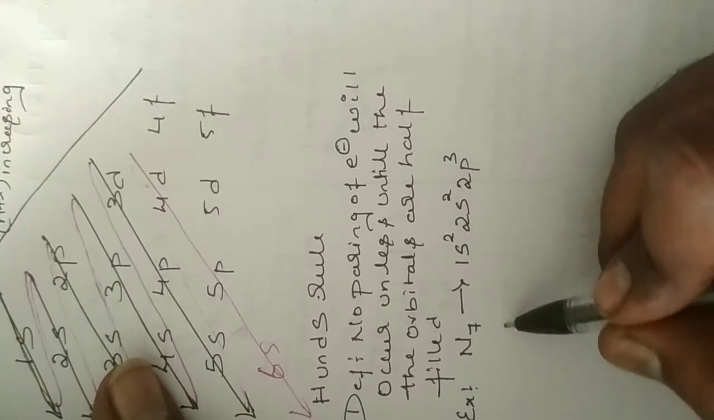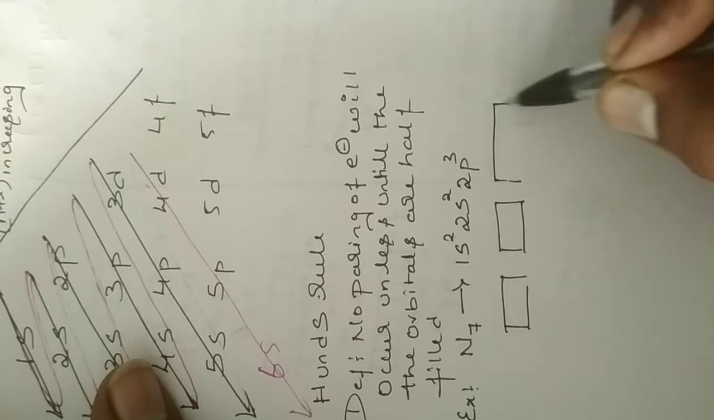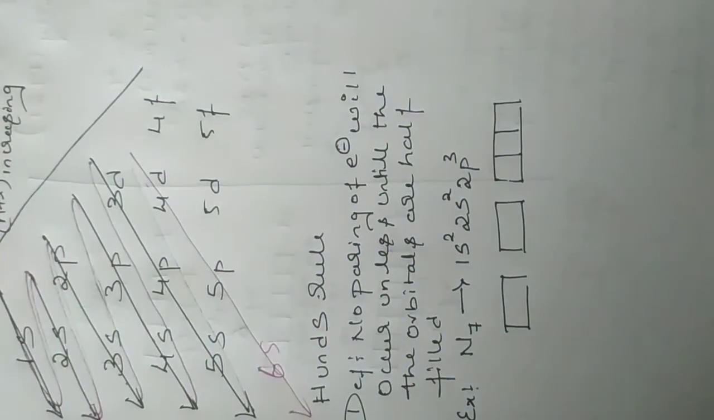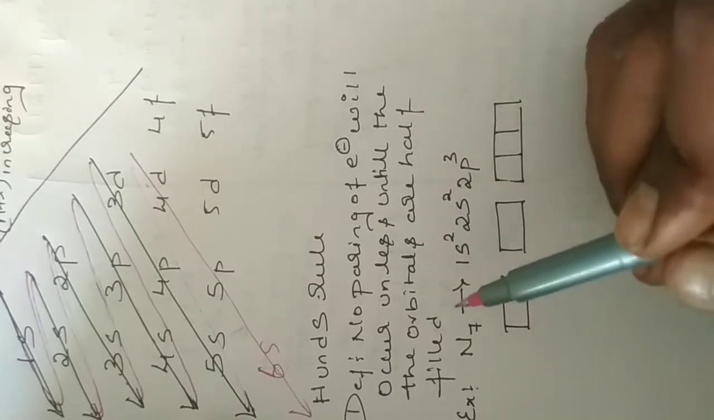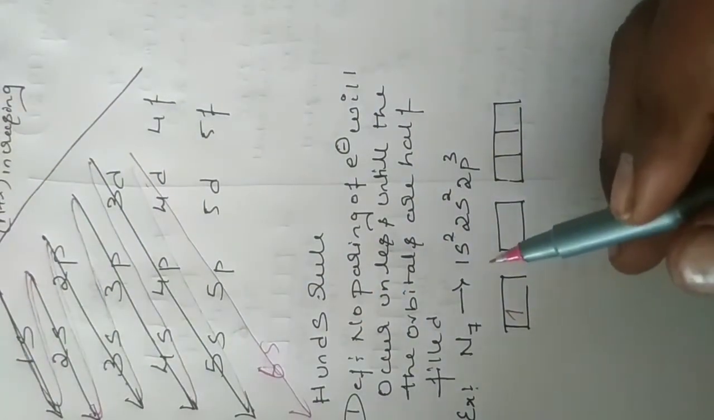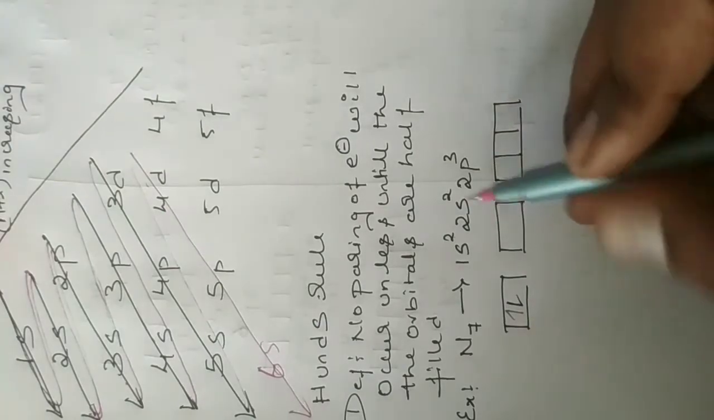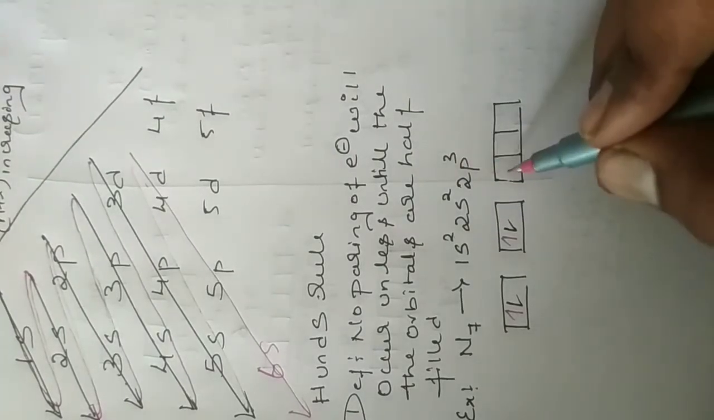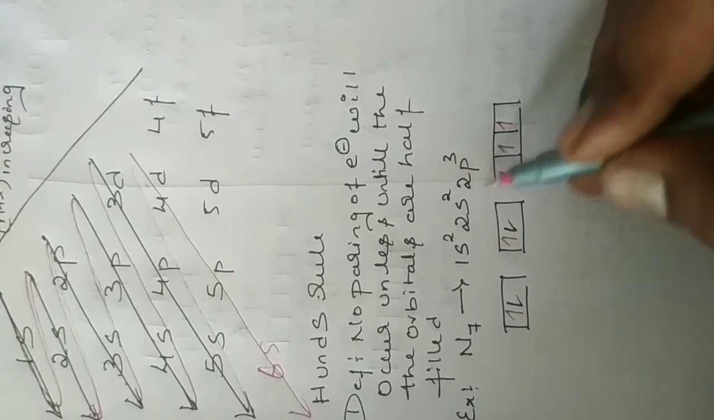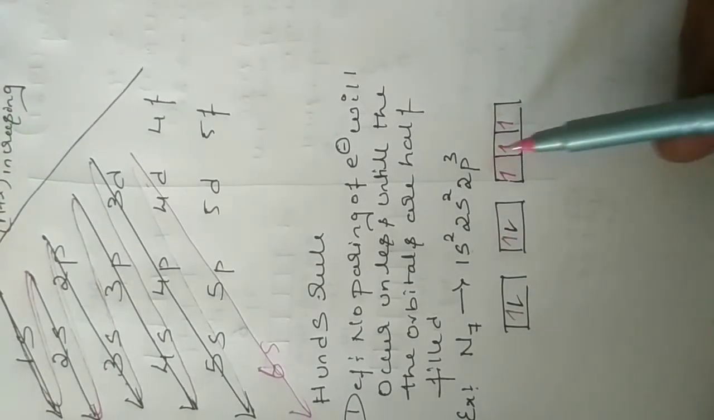I am writing this for s: this is 1s, this is 2s, this is 2p. What is it telling? No pairing of electrons will occur until the orbitals are half filled. First we want to fill half. 1s is completely filled, and 2s is completely filled. When we come to p, first we fill one in each orbital: 1, 2, 3. The diagram will show this, because there is no pairing here. There are two pairings in 1s and 2s. When we come to 2p3, it does not have a pairing.